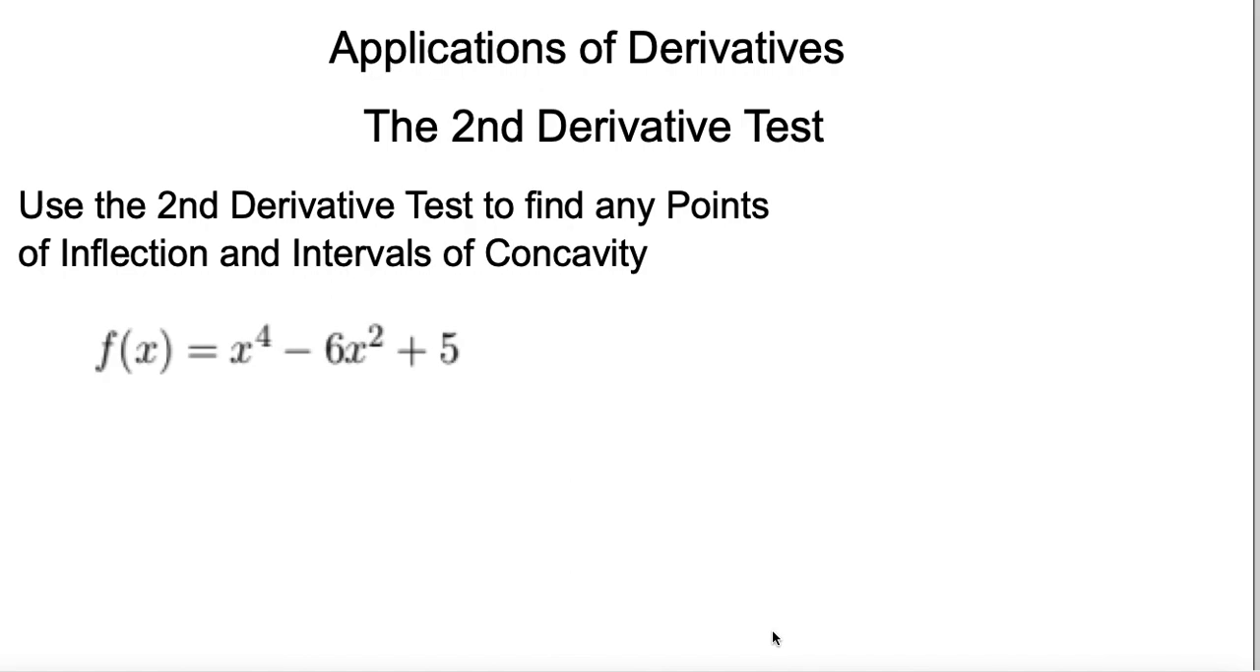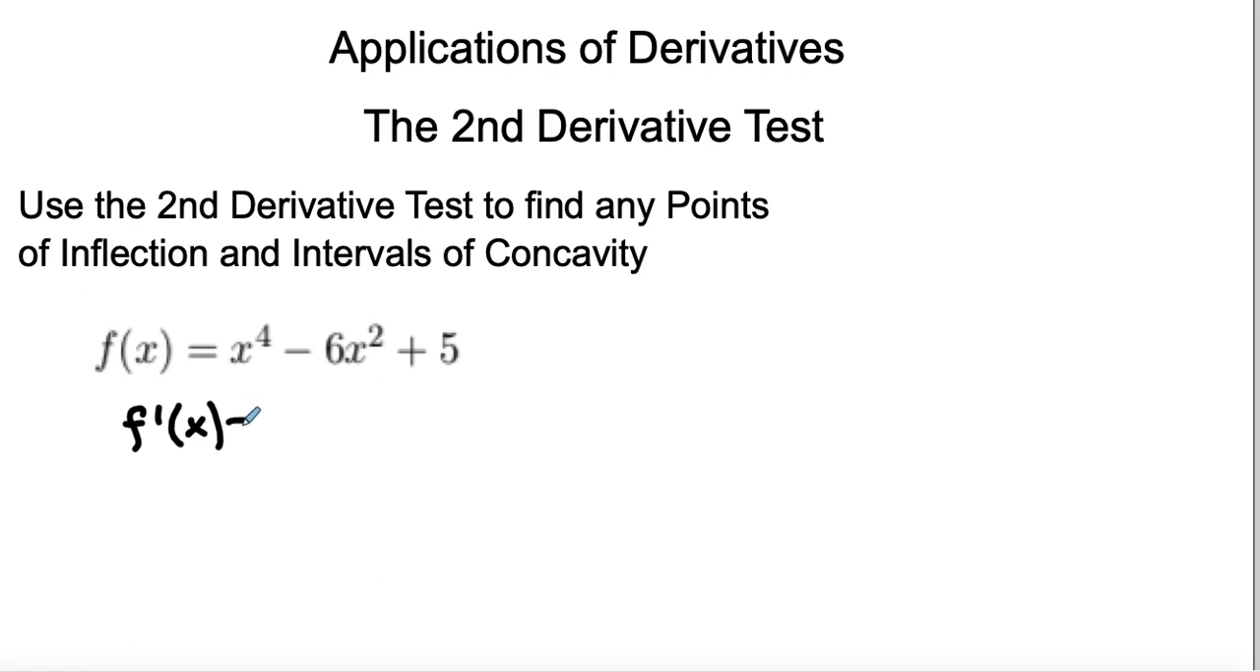Okay, let's look at finding points of inflection and intervals of concavity, where it's concave up and concave down, using the second derivative test. What we need here is the second derivative. You can do this by hand, which I'm going to do, but then I'm going to do the rest of the process with the calculator just to speed it up.